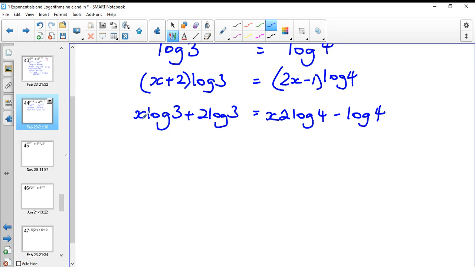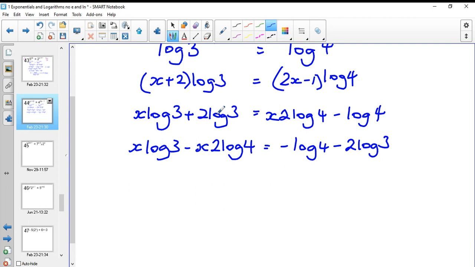Now there's 2 terms with an x in and 2 without. So I'm going to just rearrange that. If I take the x 2 log 4 to move that over there, and if I take the 2 log 3 from the left-hand side and move it over to the right. So I've moved that over there, and I've moved that over there.